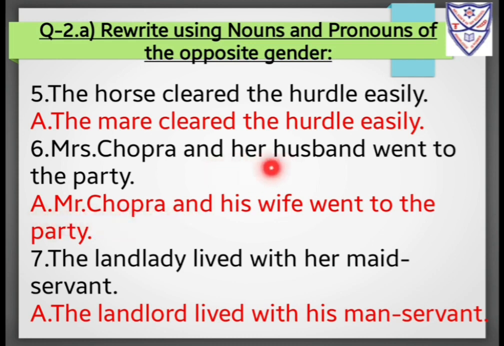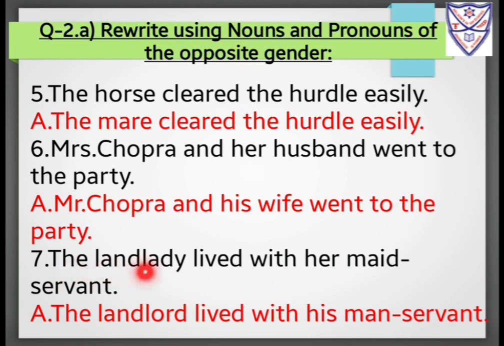Then her, over here her is in feminine gender form, which is a pronoun. So its opposite will be his, which is in masculine gender. Again husband is a noun which is in masculine gender form. So its answer will be wife, which is in feminine gender form. So the answer will be Mr. Chopra and his wife went to the party.